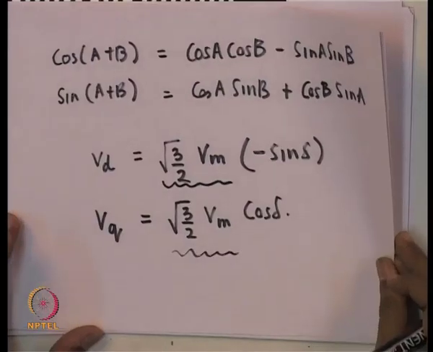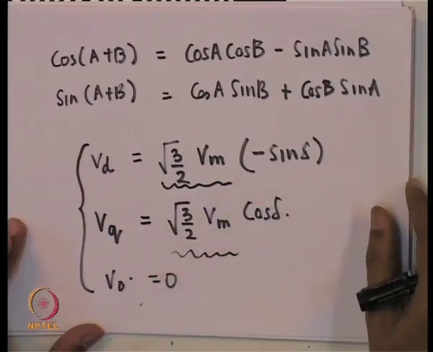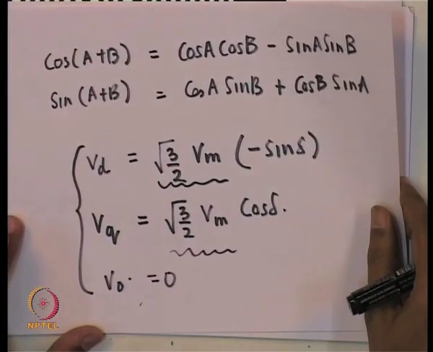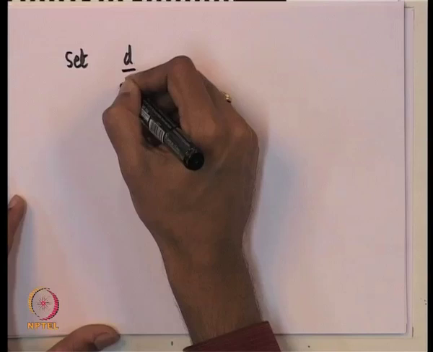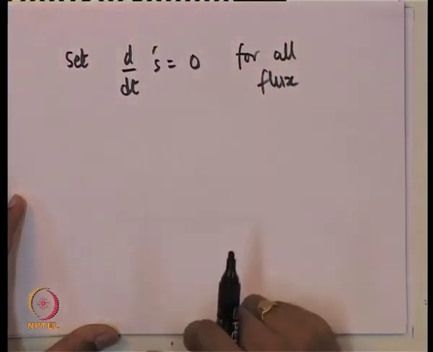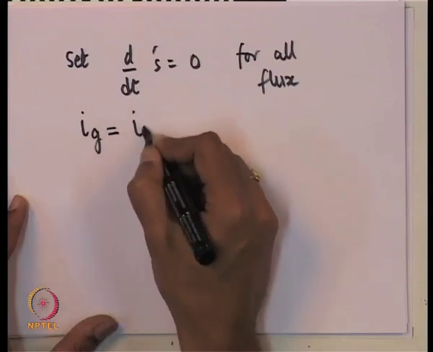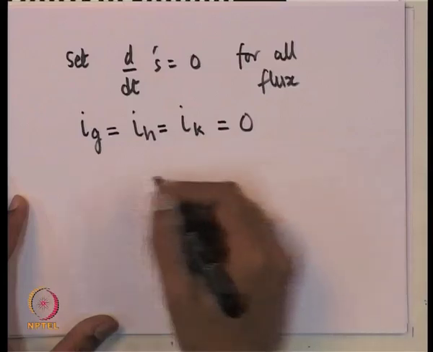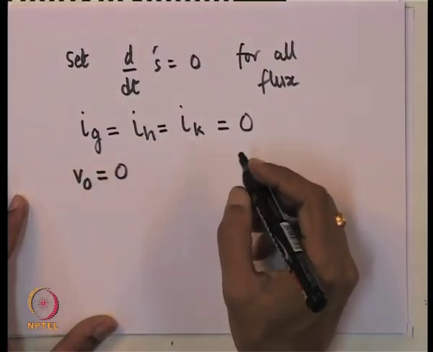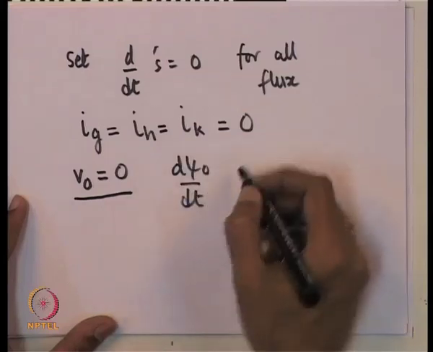Anyway, so now that we have got V d, V q and V naught, can we take out again the steady state situation, steady state values of current, voltage and so on? Well, yes. In fact, again we set the d by dt is equal to 0 for all fluxes, because they become constants in steady state. So, remember, of course, by doing this we will again get the same condition that the damper winding currents are 0, and the fact that V 0 is equal to 0, and d psi 0 by dt is equal to 0 would also mean that I 0 is equal to 0.